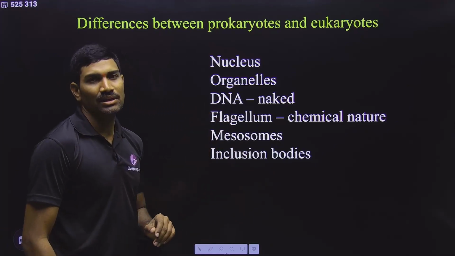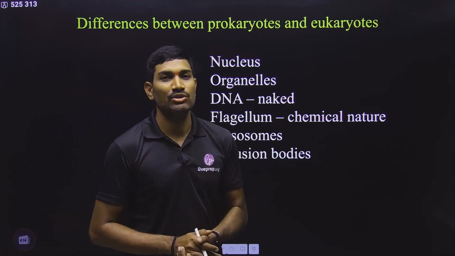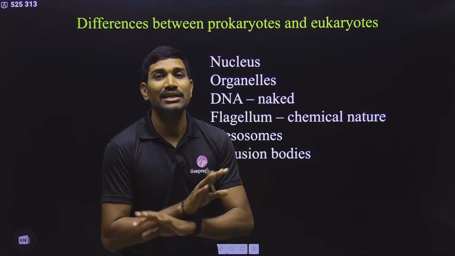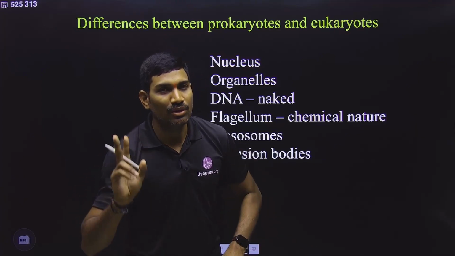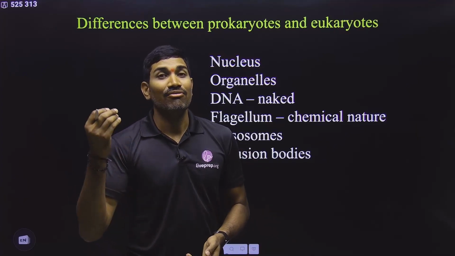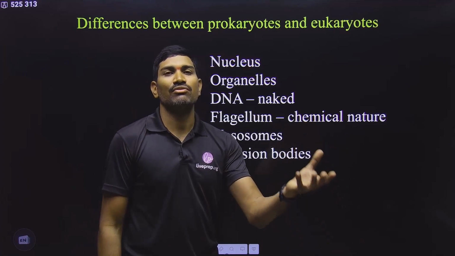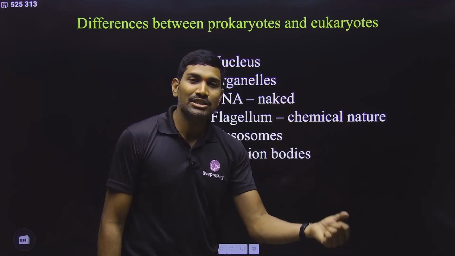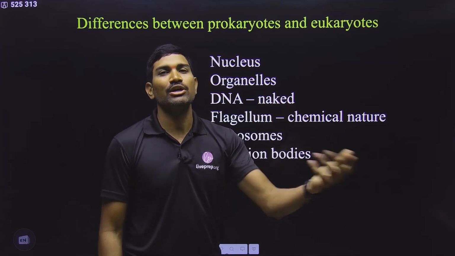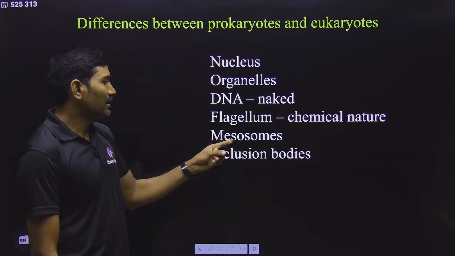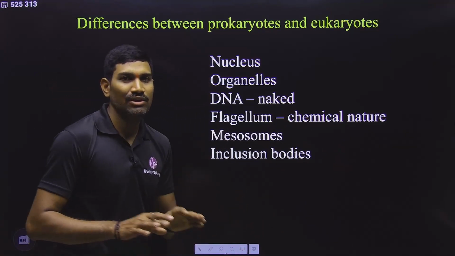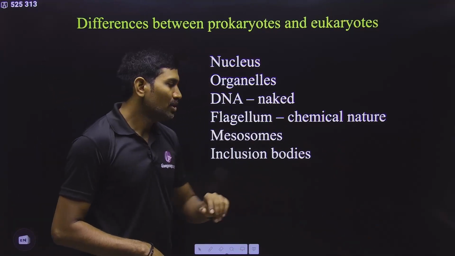Next one, flagellum. Flagellum is present in both prokaryotes and eukaryotes, but structurally and chemically it is completely different. Prokaryotic flagellum is made up of flagellin protein, but eukaryotic flagellum is mainly made up of tubulin protein because microtubules are present. Yes or no? Next one, mesosomes. They are characteristic of prokaryotes. We do not observe them in eukaryotes.